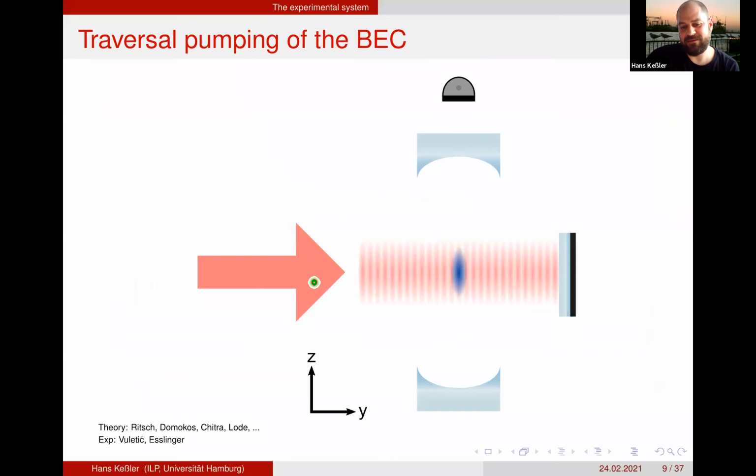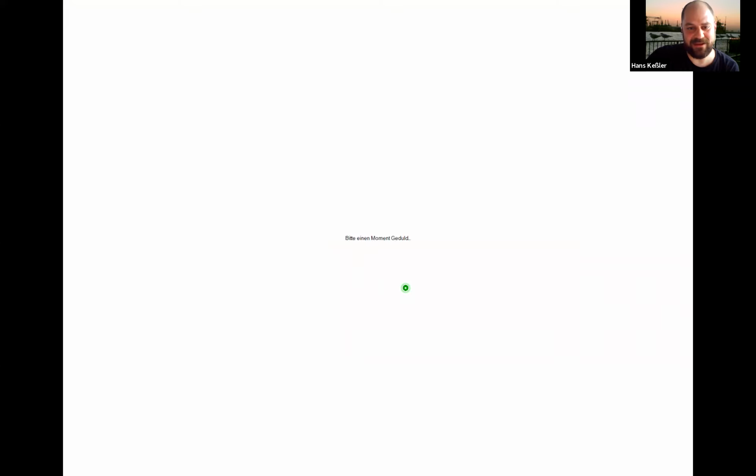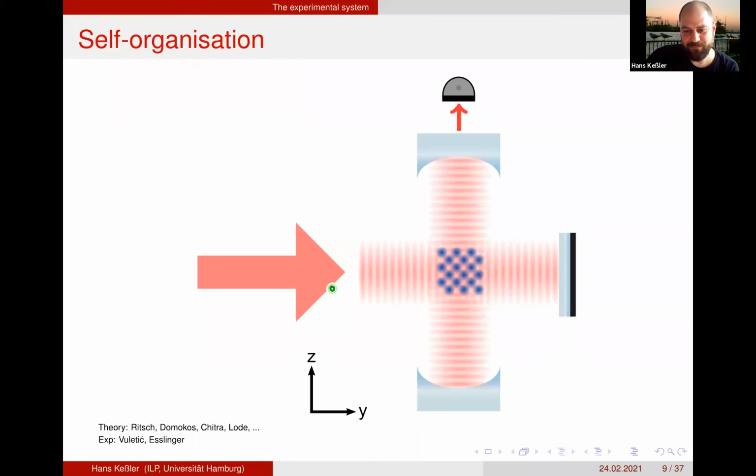About the pumping scheme we are using: we produce our BEC and overlap it with the single mode of our cavity, so we transport it into this mode, and then we pump transversely with a standing wave potential, basically an optical lattice, and we can tune the depth of this optical lattice. If we exceed a critical pump strength, the atoms can decrease their potential energy by self-organizing in a checkerboard lattice and scattering resonant photons into the cavity.